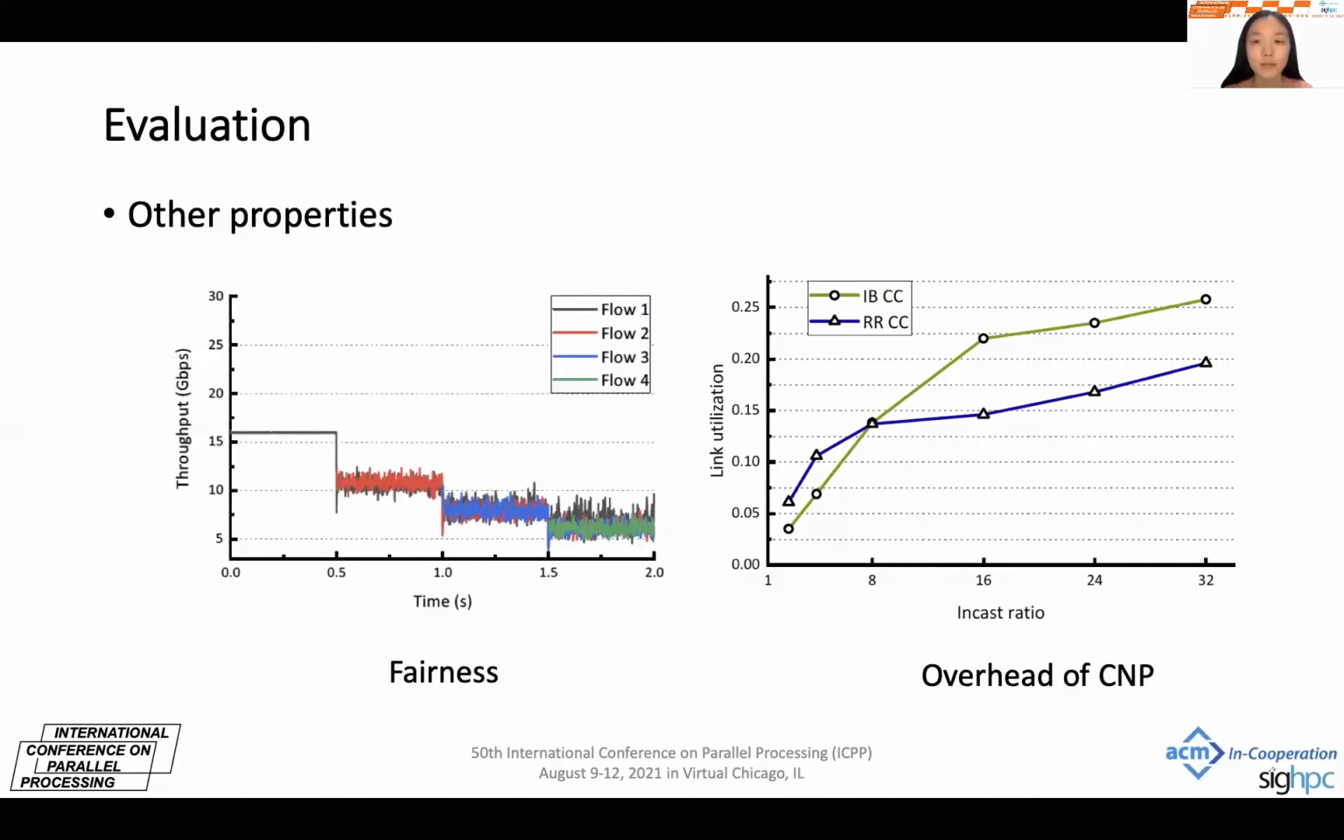Last, we evaluate other properties of IRCC. Results show that IRCC has good fairness property, and the overhead of generating CNP packets in IRCC is tolerable.